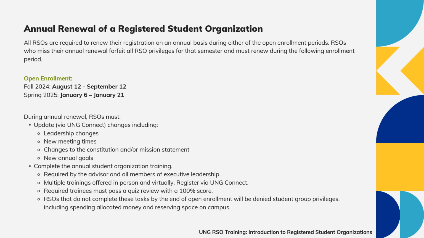During annual renewal, several things must occur. RSOs must update their group page in Connect to reflect any changes in leadership, legislation, meeting times, or goals. RSO leaders must also complete the annual student organization training. Failure to do so will result in the loss of RSO privileges.